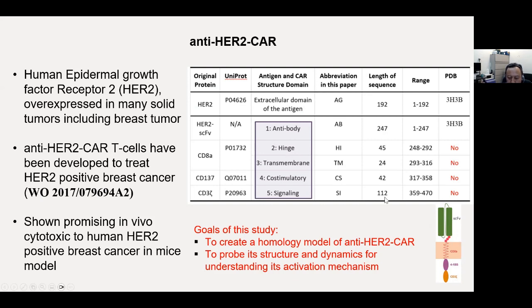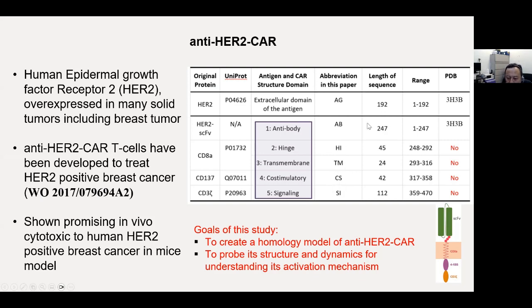And then it picks the hinge, which uses CD8A. It's also borrowed from the native T cell receptor complex. And then the transmembrane is also the CD8A domain. And then 41BB, which we just mentioned, is put here, and CD3 zeta is put here. We use AB to refer to the antibody, HI to refer to the hinge, TM to refer to the transmembrane, CS to refer to the co-stimulatory domain, and SR to refer to the signal domain. We will reuse those later.